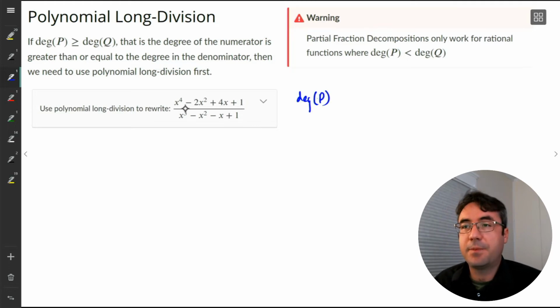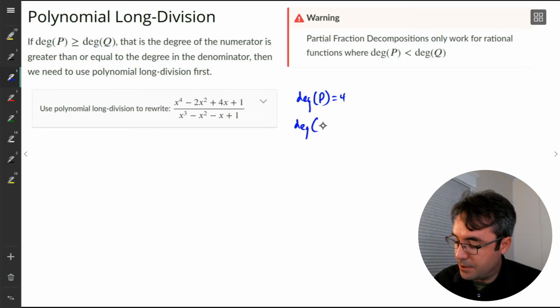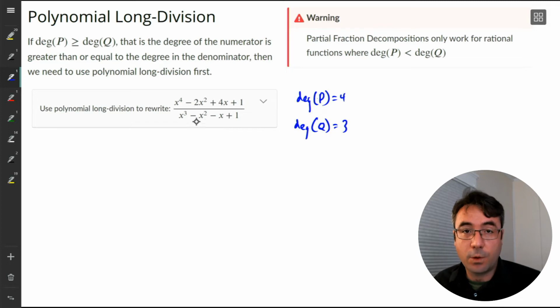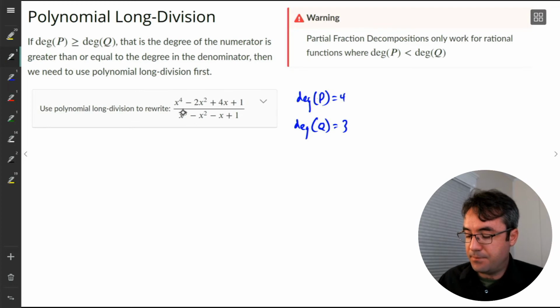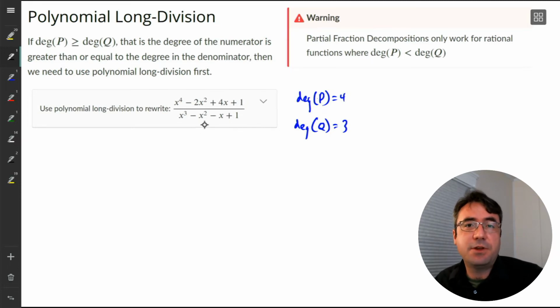So the degree of our polynomial in the numerator here is 4, and the degree in the denominator is 3. When we work with a rational function, in order to get the partial fraction decomposition, we have to have a smaller degree in the numerator. When the power is larger, we can actually do some of the division here. So that's what we're going to do with polynomial long division.